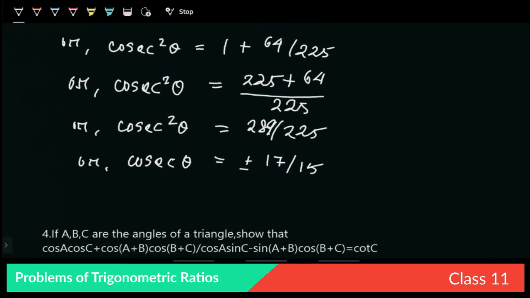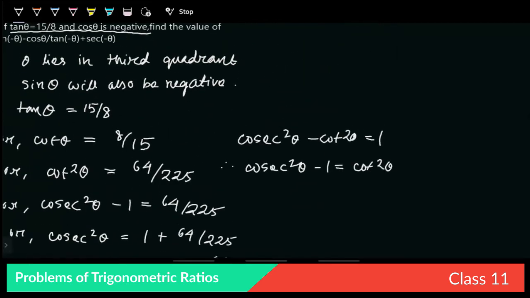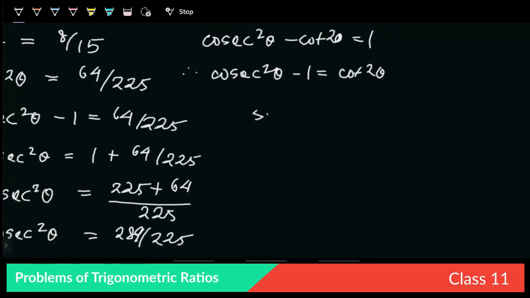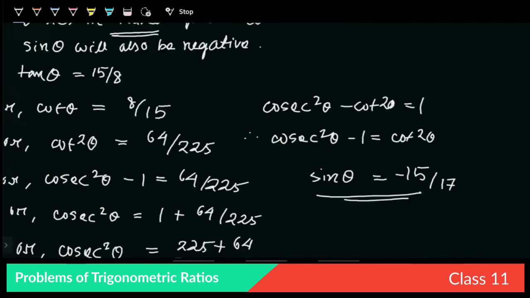So I can say that sine theta will be what? Sine theta will be plus minus 15 by 17. But it is given that theta is falling under the third quadrant. Okay, third quadrant, so sine will be negative. So what will I write? Sine theta equals minus 15 by 17. Okay, so I will write that sine theta equals minus 15 by 17.